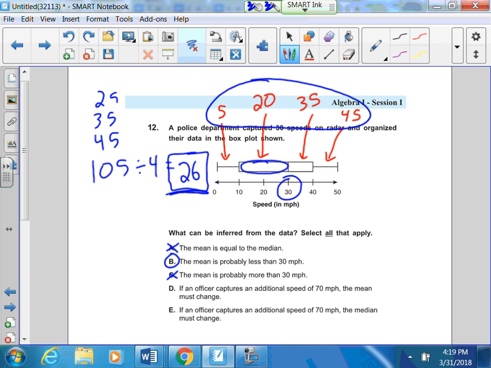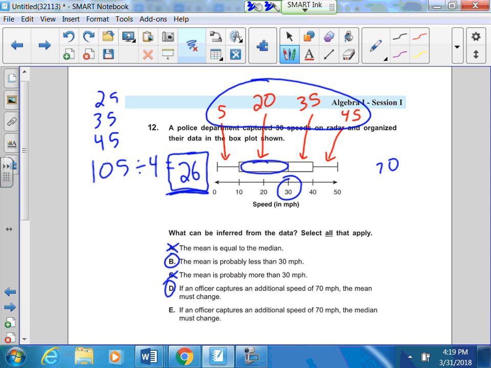Okay, now the last two questions. If we capture an additional speed of 70 miles an hour, the mean must change. So would that be true? Let's just say all of a sudden we throw in a 70, does the average change? And I would say absolutely it does.